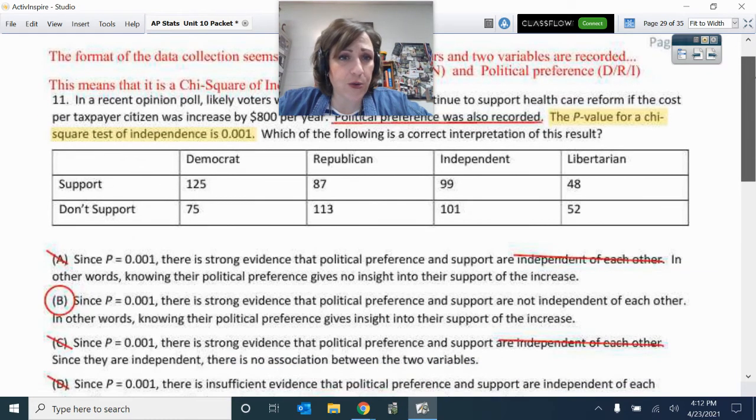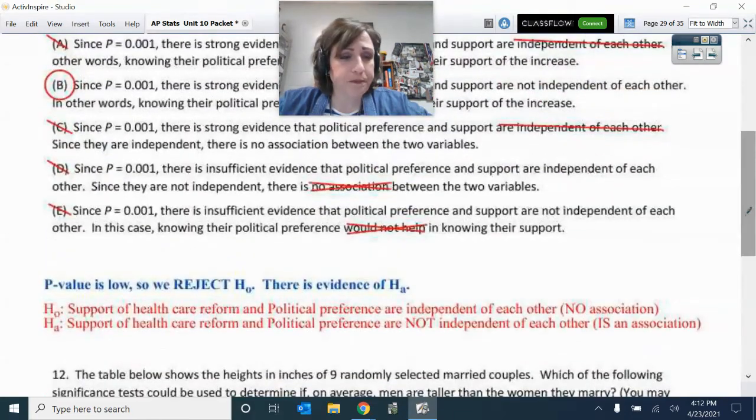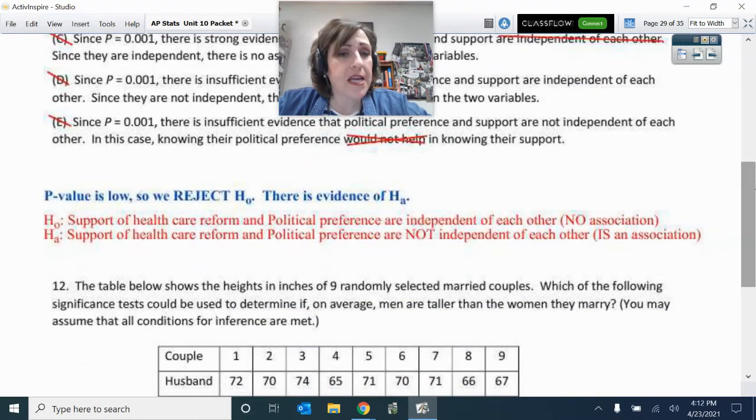Just FYI, that was a chi-squared test of independence. We were testing it at this alpha level. The p-value is 0.001. So what does that mean? Of course, I am thinking in my mind, what's the null and what's the alternative? So let's take a look at that.